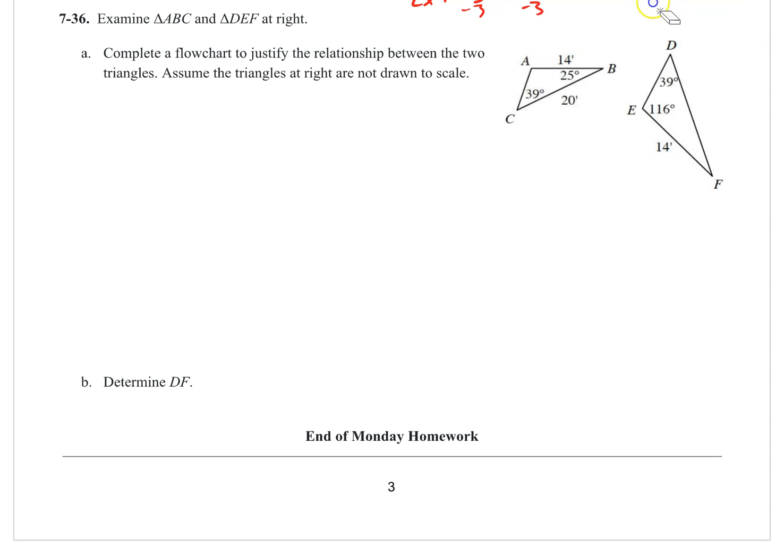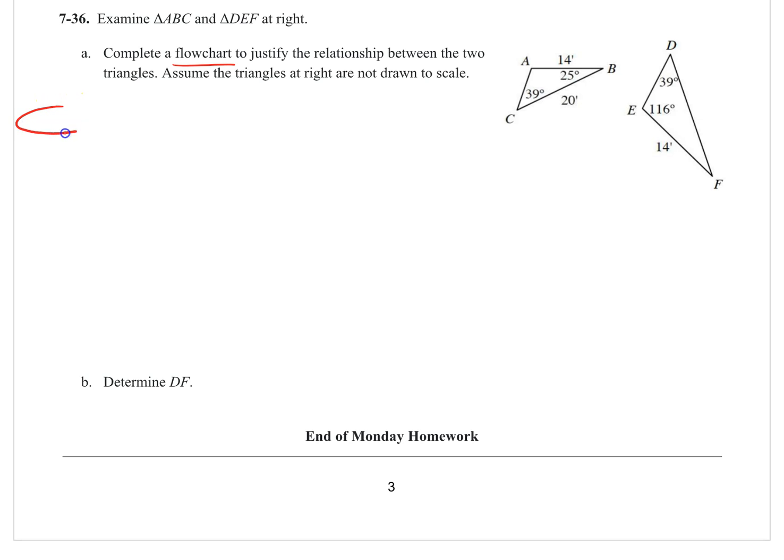Here are our triangles. Let's make a flowchart. Hooray. Assume these are not drawn to scale, so don't trust the picture. All right. There's some information missing.